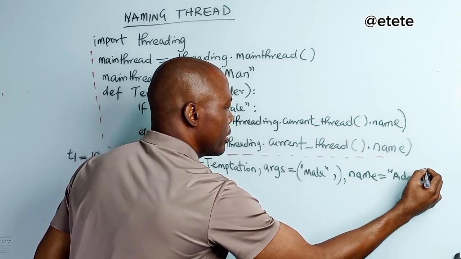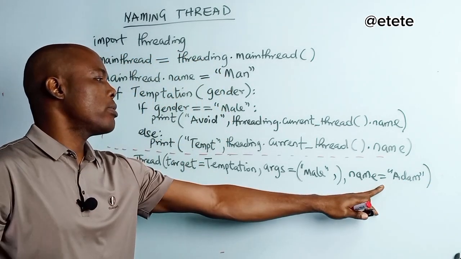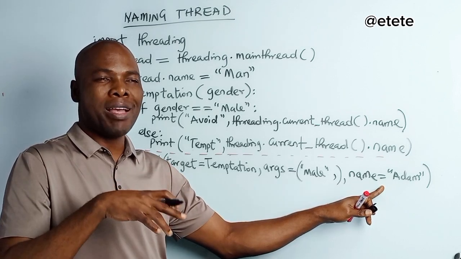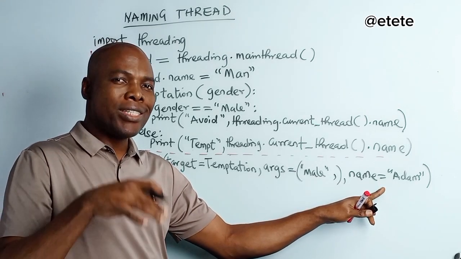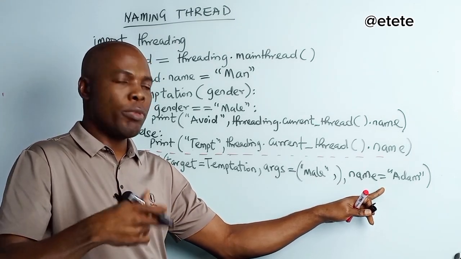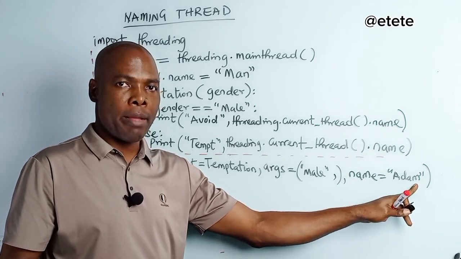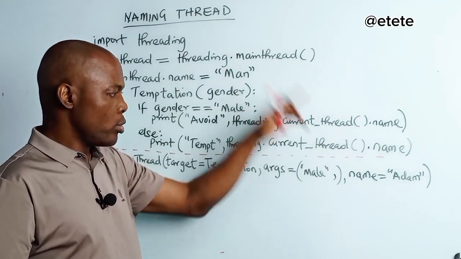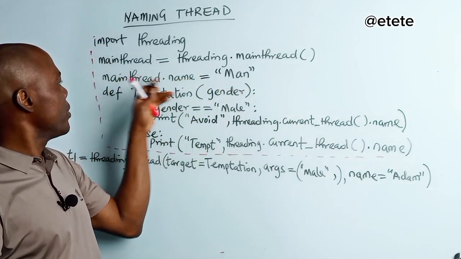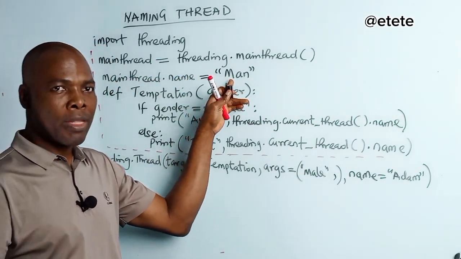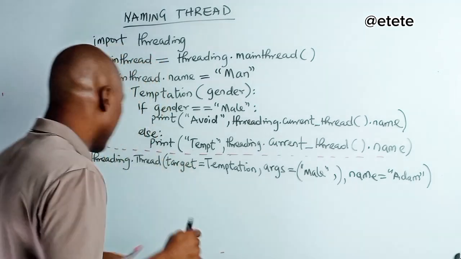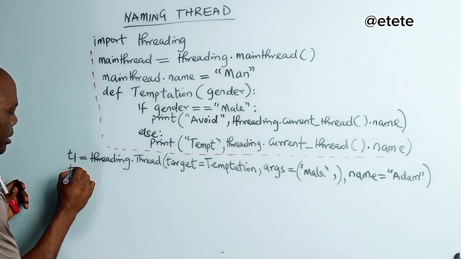I hope you are still seeing. Now, why am I doing this? Instead of the system to automatically give me a thread name as Thread-1, I want the name of the sub-thread that will be created to be Adam. That's what I've done. So that's what I want to show you, naming threads. The same way I have renamed the main thread to Man, I'm renaming the first sub-thread to what? Adam.